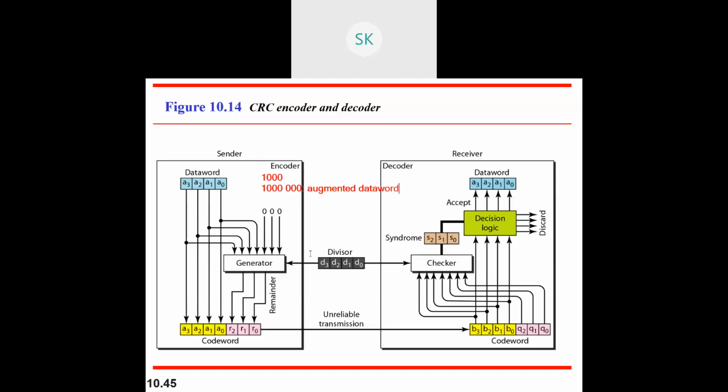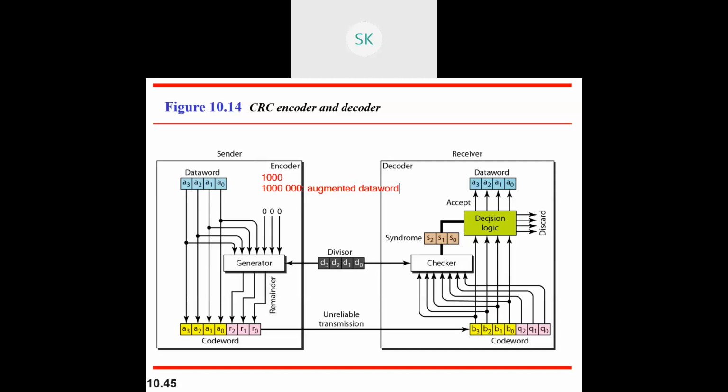All of these need to be given to the generator. In the generator, by using your divisor, that is a key, it will generate R0, R1, R2. Once generated, it will be fixed with respect to your data word and sent to the other party. At the receiver end, the same procedure: using the same divisor with respect to the entire code word, it checks whether the syndrome is 000. If 000 comes, accept, otherwise discard.